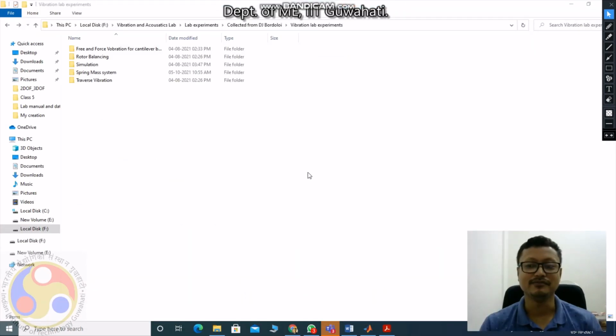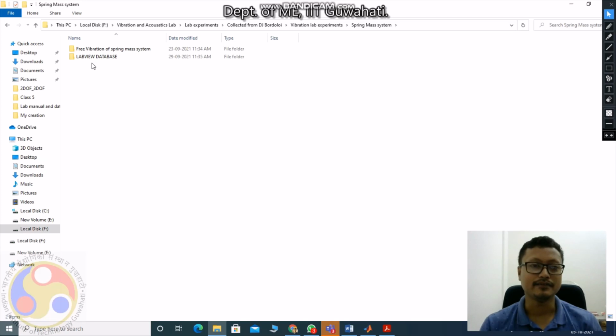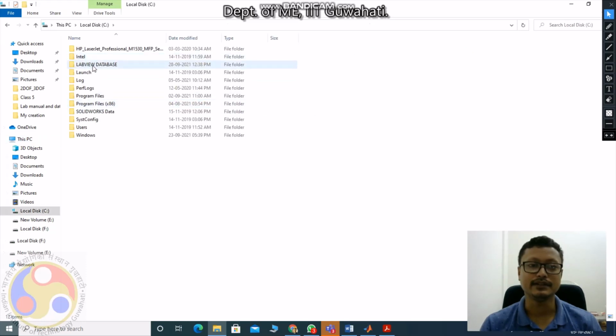Let's move to the simulation part of this experiment, free vibration of a spring mass system. So this is the file, spring mass system. I will share this file with you. At first you need to install the NI LabVIEW Runtime Engine on your PC. Then this LabVIEW database file you need to copy from here and paste in the C drive.